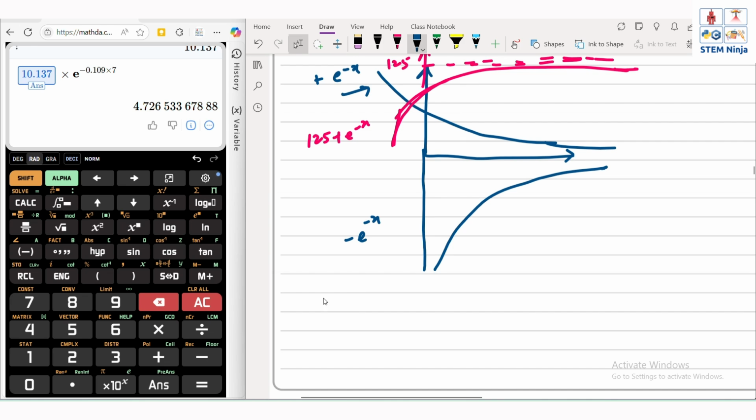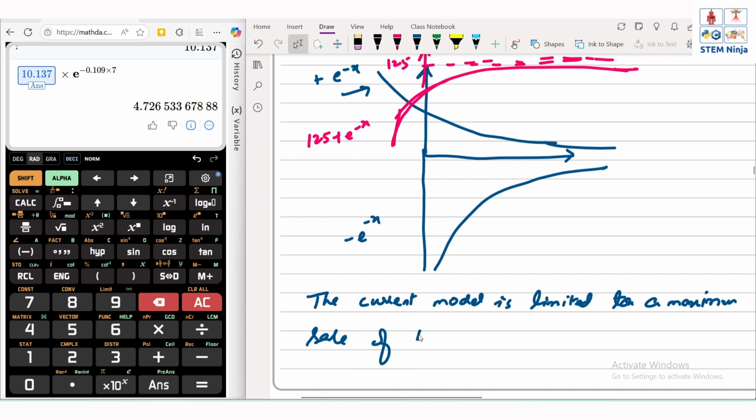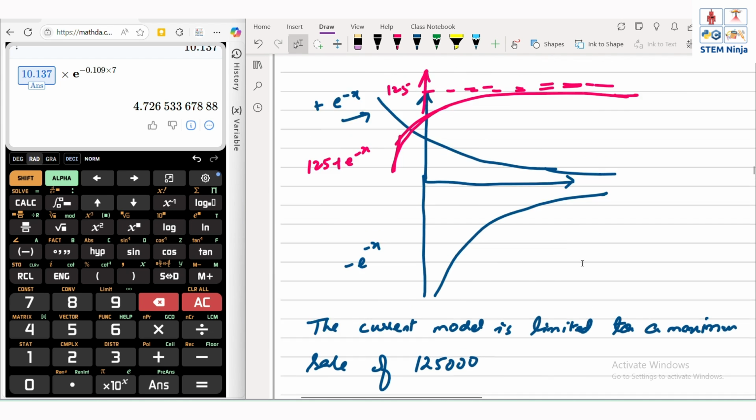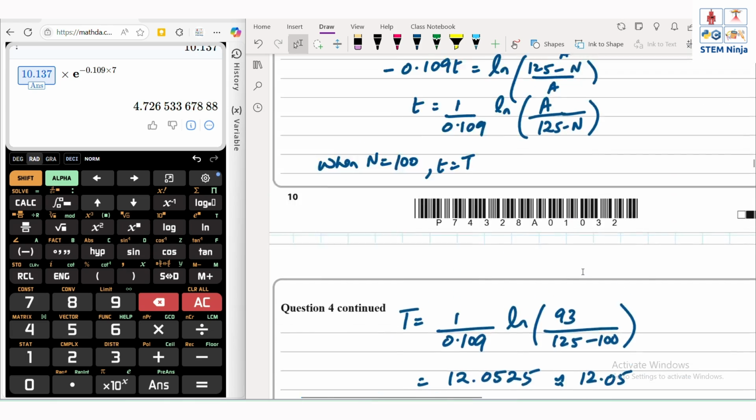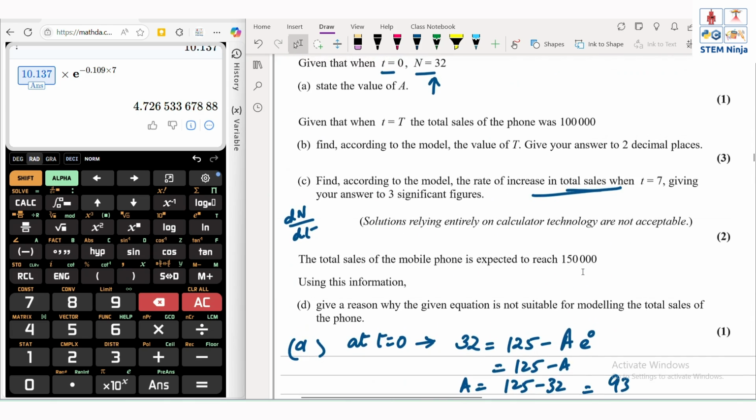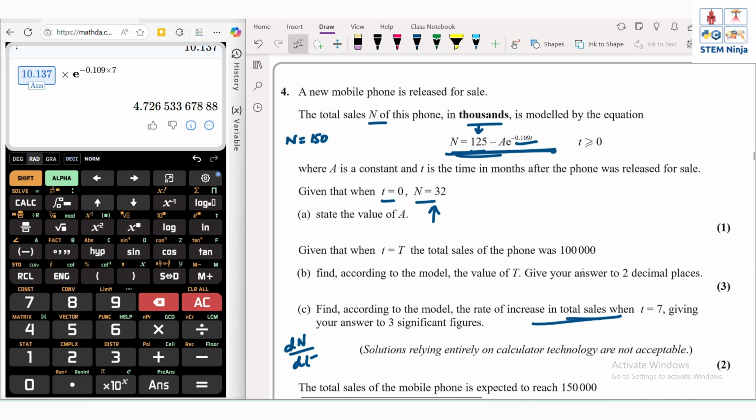So we would say the current model is limited to a maximum sale of 125,000. So the maximum sale that we can get from this model is just 125,000.